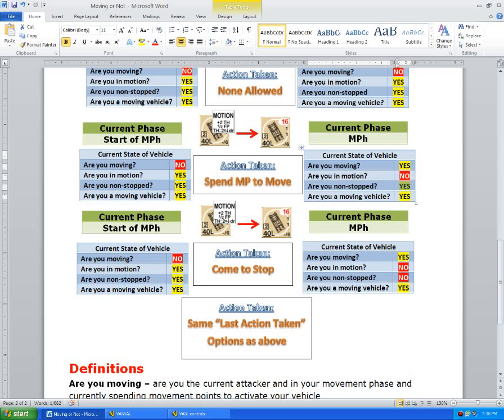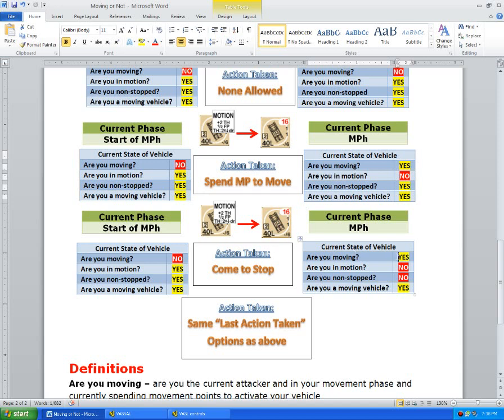And are we considered a moving vehicle? Yes, we are, because we just spent a movement point to move either a hex spine or into a new hex. The other option, if you start the current movement phase with the motion counter, is that one of your options could be to come to a stop. If you come to a stop, notice what happens. You're going to lose your motion counter.